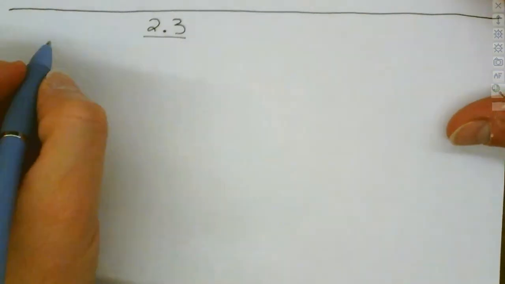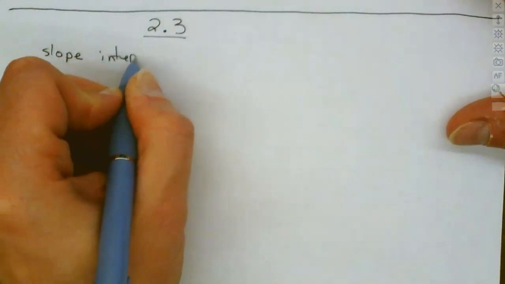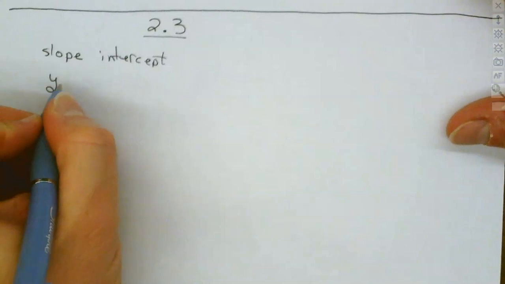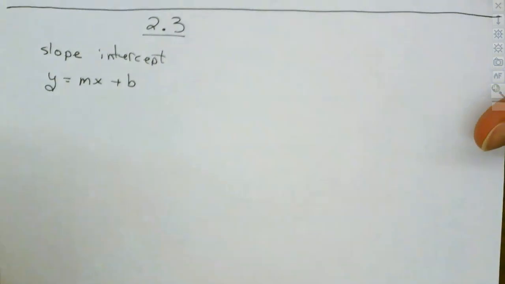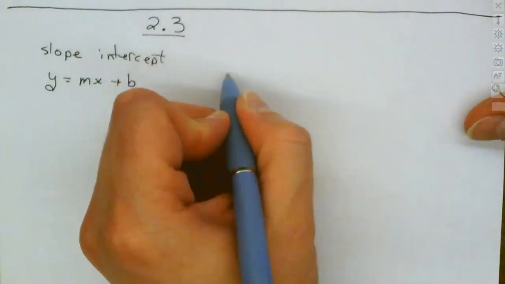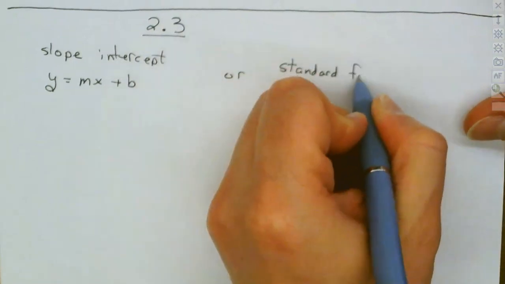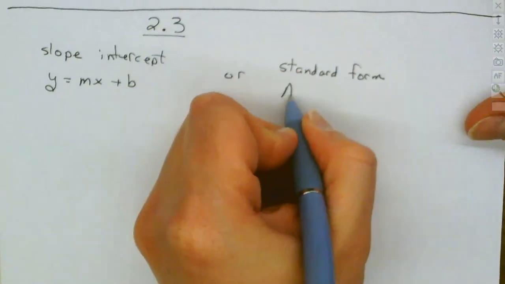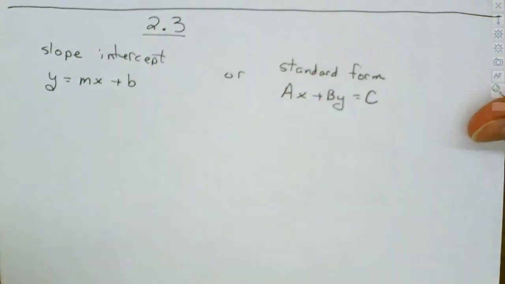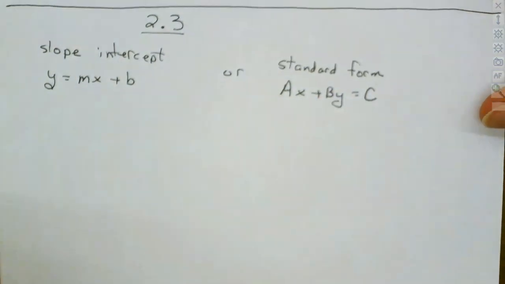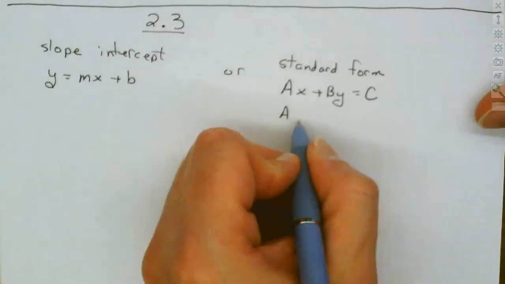So we have two different ways of writing our answer. We can write your answer in what is called slope-intercept form. And slope-intercept form is y equals mx plus b. And then we also have standard form. And standard form is ax plus by equals c. And these are capital letters, and so that means A, B, and C are integers. So no fractions, no decimals.